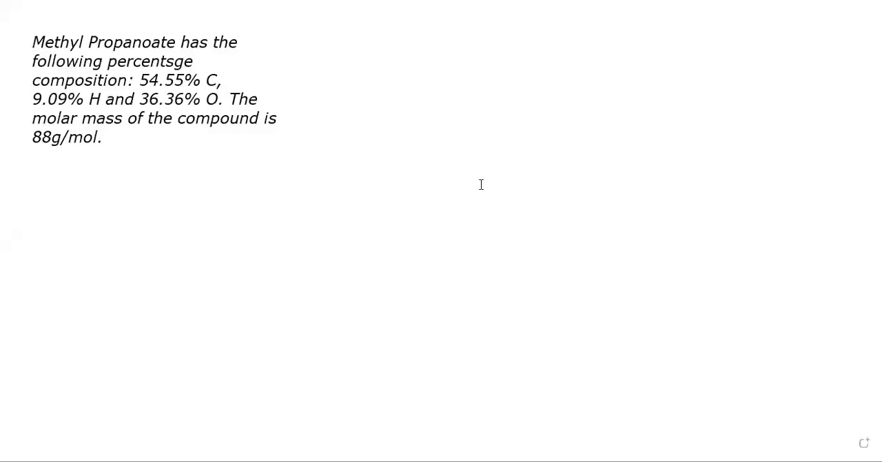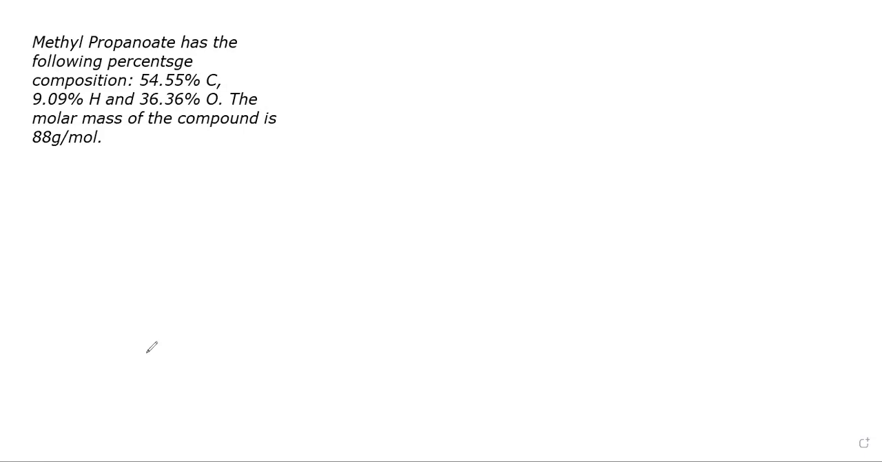So let's give this one a good look. They say methyl propanoate has the following percentage composition: 54.55% carbon, 9.09% hydrogen, and 36.36% oxygen. The molar mass of the compound itself is going to be 88 grams per mole.